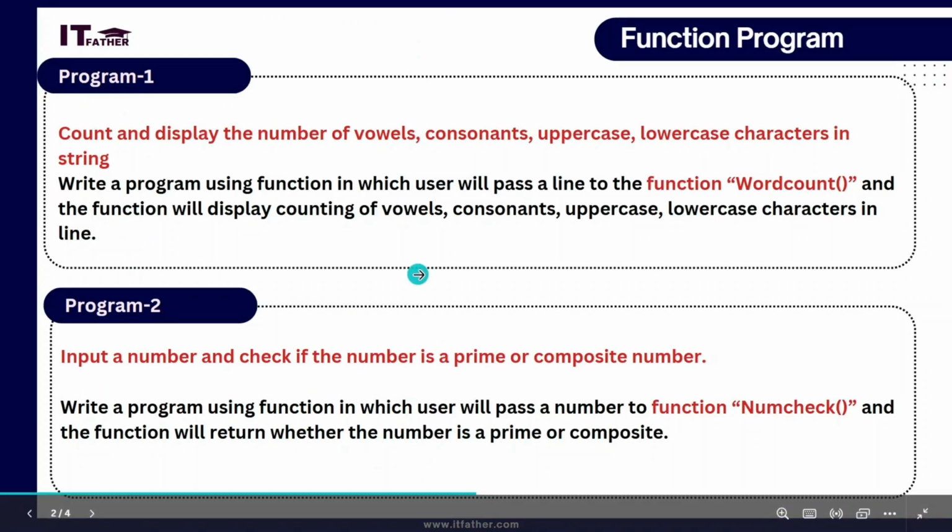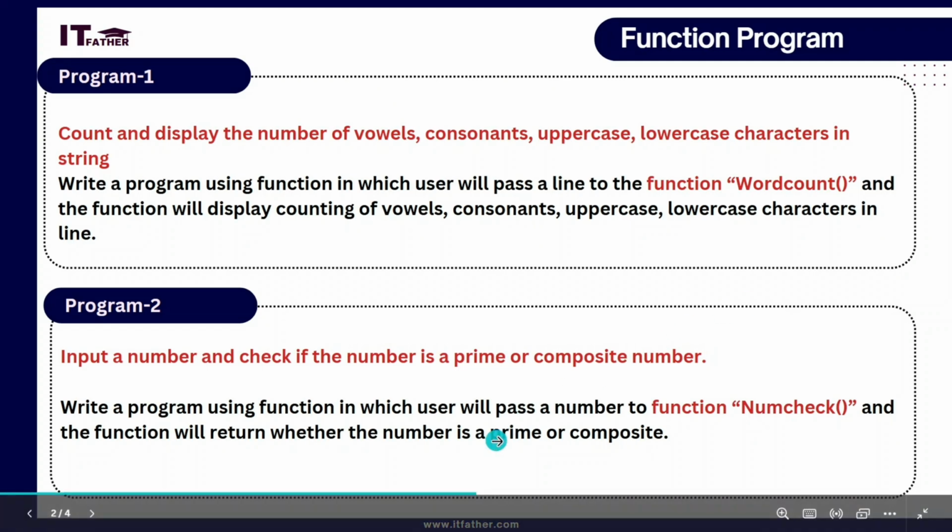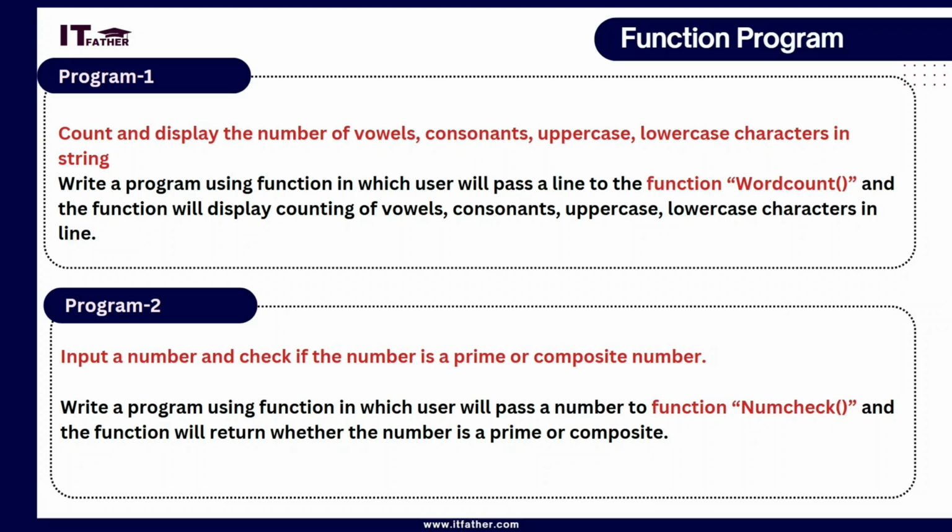The next program which we are going to do: input a number and check if the number is a prime or composite number. So first of all we must know the concept of prime number, and then the concept of composite number. So how to do this program? We have to define a function again and pass the number to the function num check, and the function will return whether the number is prime or composite. It means the function is not going to print anything.